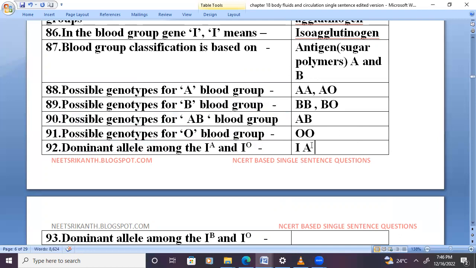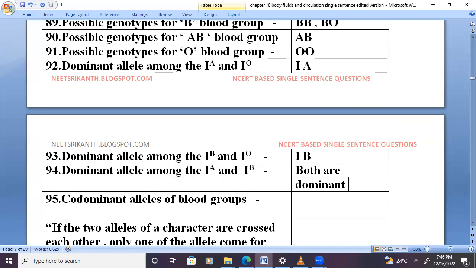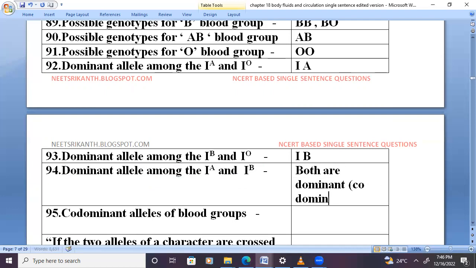IA is dominant. The dominant allele among IB and IO is IB. Among IA and IB, both are dominant. We call it a codominant factor.